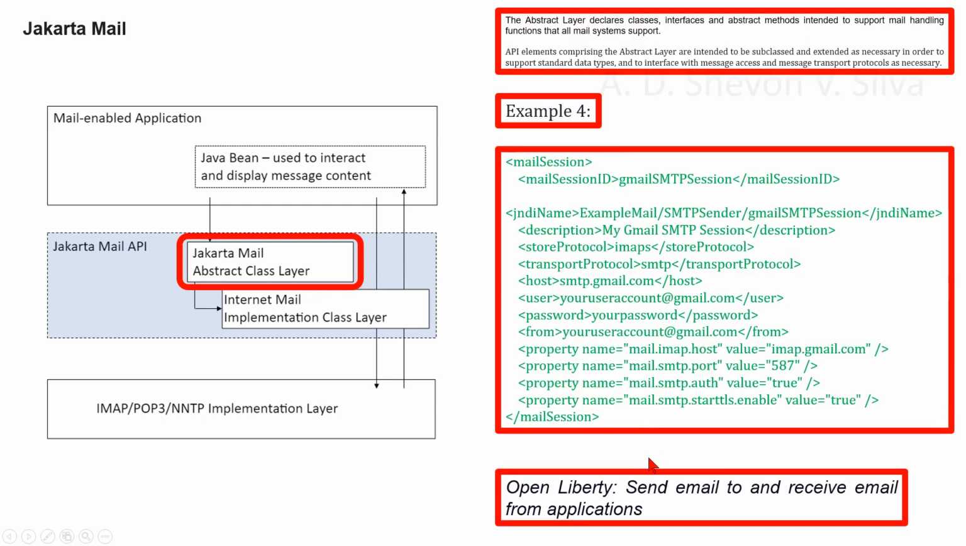As example 4 we can consider this one. This is in Open Liberty. This is to send an email and to receive email from an application. You can call the Jakarta Mail libraries in any application that runs on the server to send and receive emails. Create a jakarta.mail.Session object by adding and configuring a mail session.